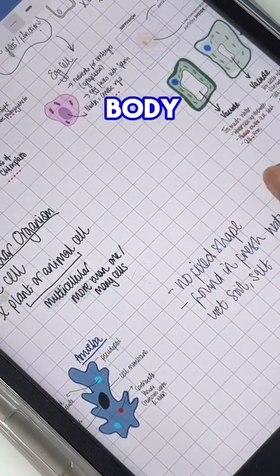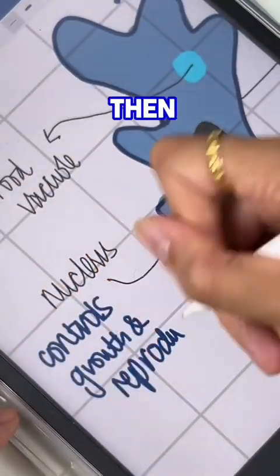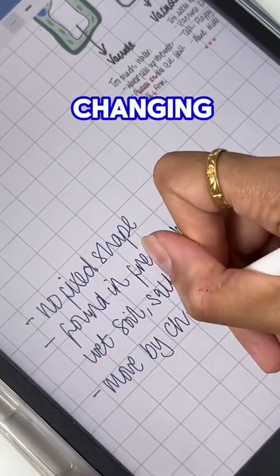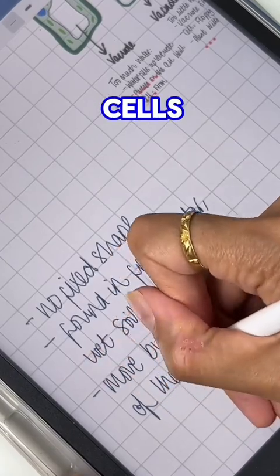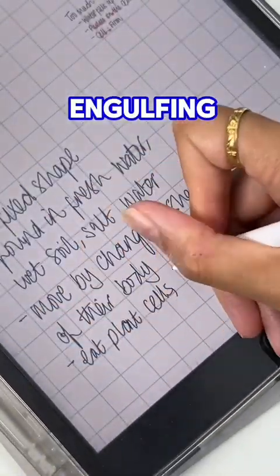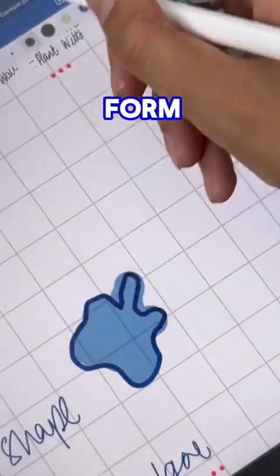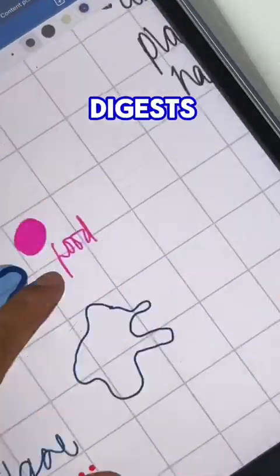Amoeba can make parts of their body move in the direction they want to travel, and then the rest of the body follows that. So they move by changing the shape of their body. Amoeba eat plant cells, algae, and bacteria. They do this by engulfing, which is basically when they surround the food and they form a food vacuole. The food vacuole then digests the food.